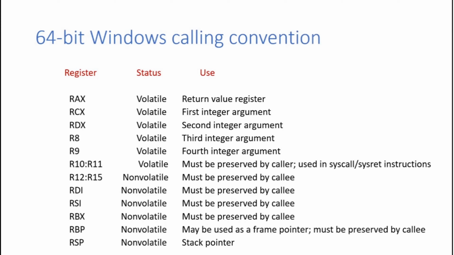The 4 arguments are passed in registers RCX, RDX, R8 and R9, and the return value is in register RAX. Registers R10 and R11 must be preserved by the caller, and R12 to R15 must be preserved by the callee. The RBP register is used as a frame pointer, and the RSP register is the stack pointer.